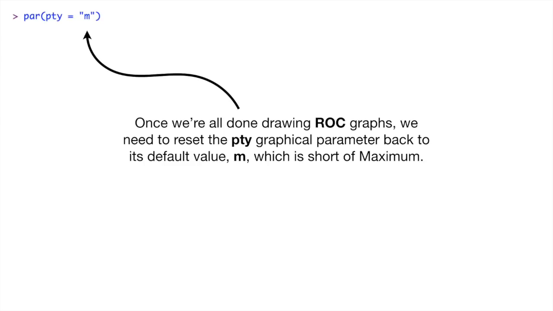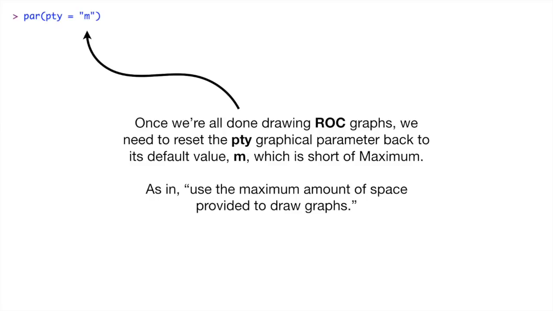Once we're all done drawing ROC graphs, we need to reset the pty graphical parameter back to its default value, m, which is short for maximum, as in, use the maximum amount of space provided to draw graphs. Hooray!